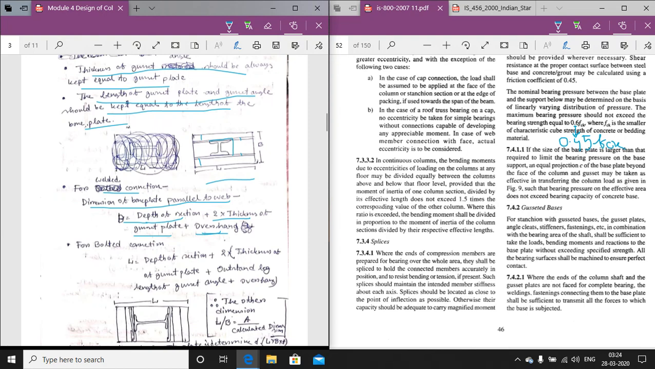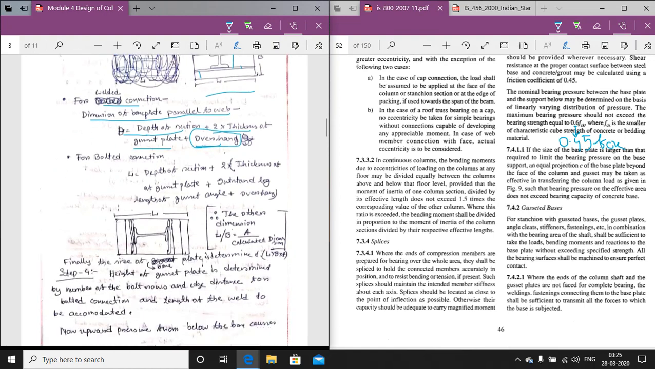Now we do not know how much overhang to be provided. So in the first case, I will show you in the math also, we will neglect the value of the overhang. We will first neglect the overhang and take only the depth of the section and the thickness of the gusset plate. First we will assume that, then from that value we will get the overhang. In the math I will show you. Now for bolted connection, this is the bolted connection.